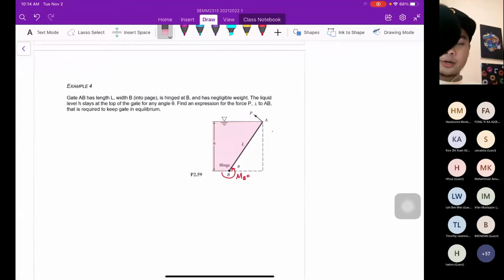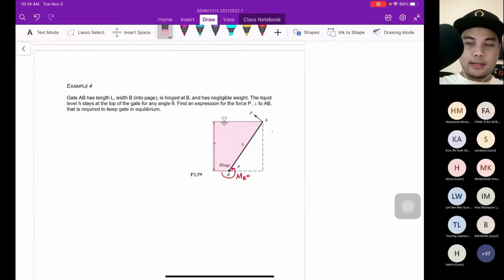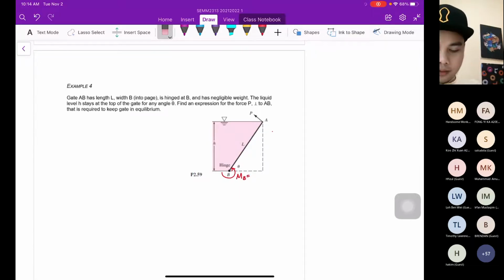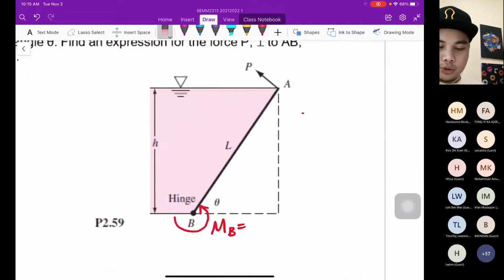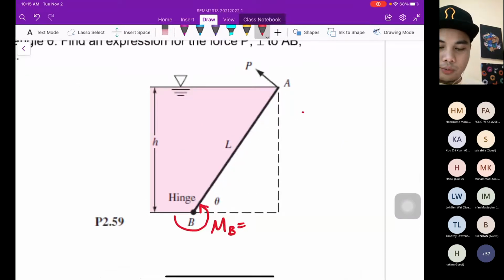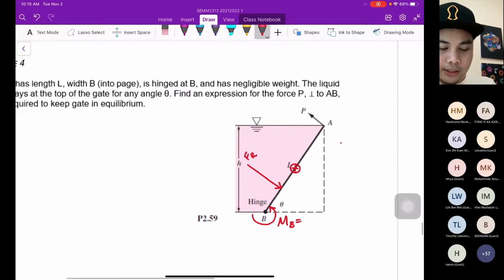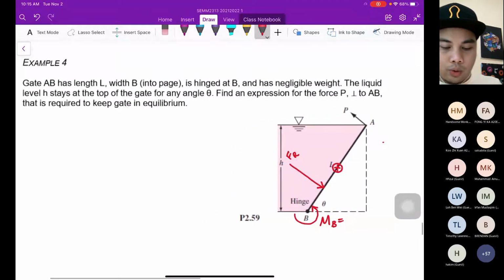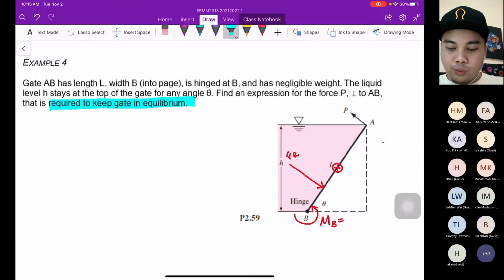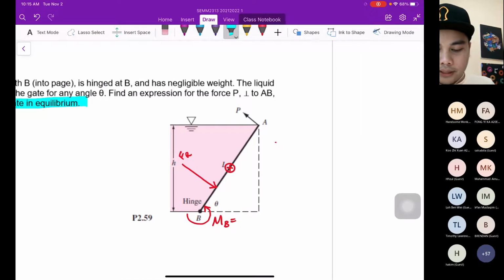Okay, in order to get the moment, we must know the force. So here, we draw the free body diagram. This is the centroid. And then we have the resultant force here, FR. Based on this question, required to keep the gate in equilibrium, so that means the pressure must be equal.